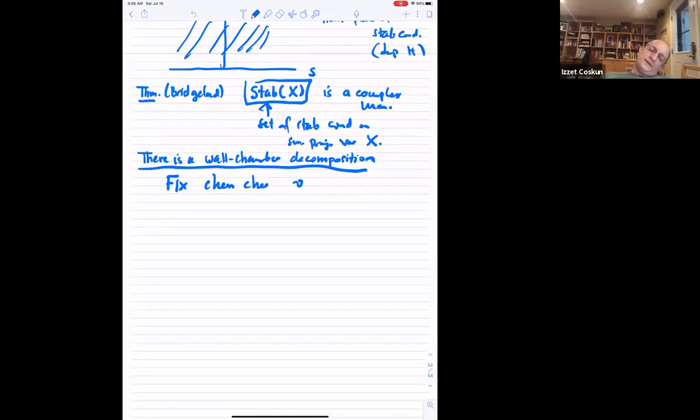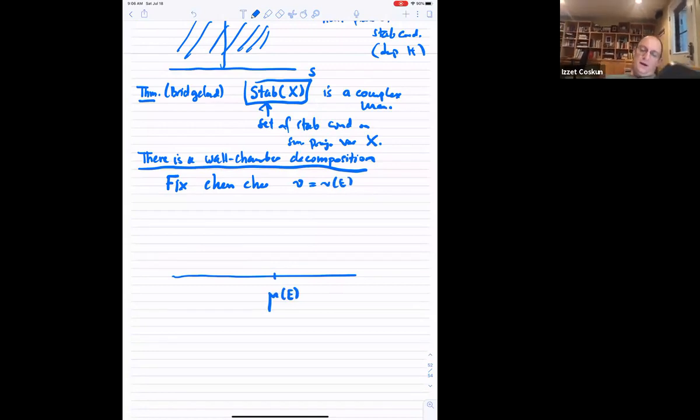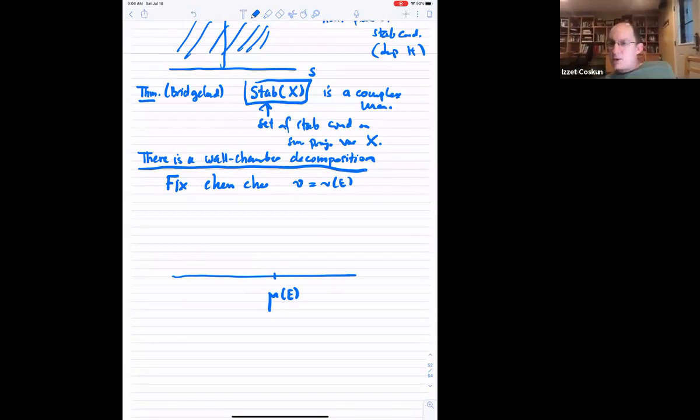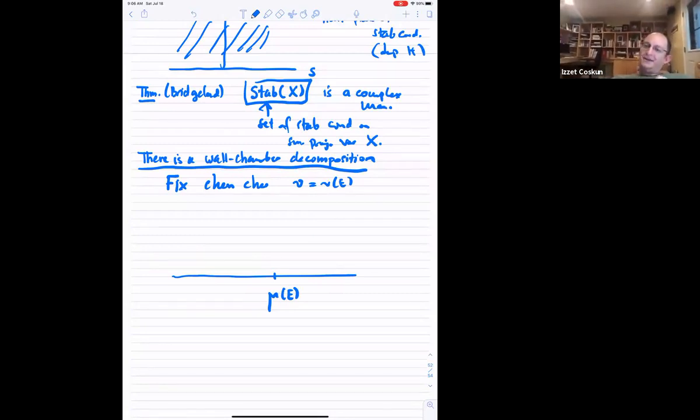What you could do is, if you fix a Chern character, say this is V of E, here is the slope of E, what happens is that there are chambers. Sorry, there's a question. Is this a complex slice in the moduli space? Yes, it is a complex slice. All right, so there is a wall and chamber decomposition, and let me draw it suggestively.